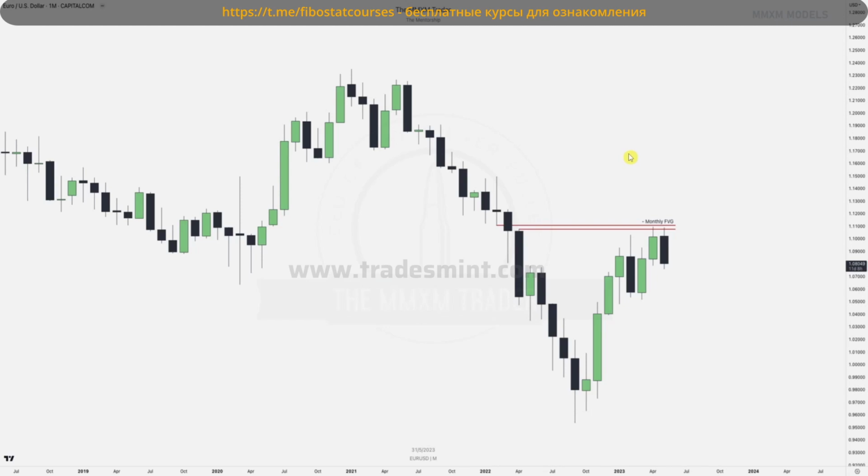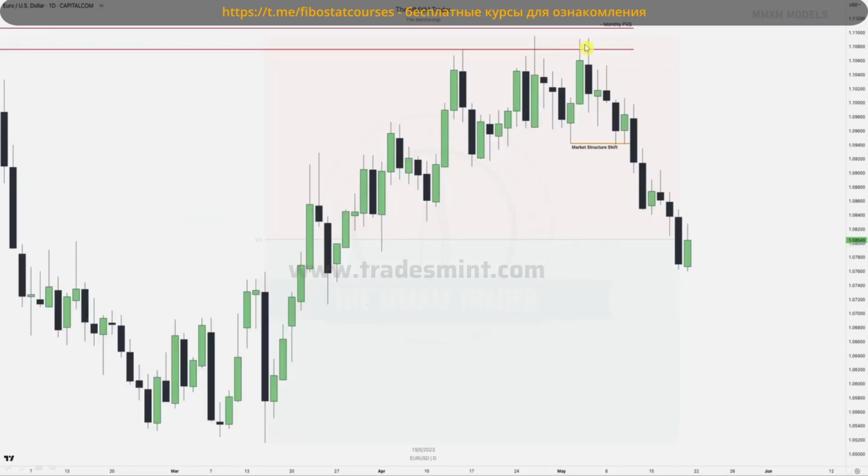So let's go to the daily. On the daily, we hit that monthly fair value gap, right? We have a market structure shift down here, so we're going into sell side of the curve. So now we know bearish order flow on the daily time frame. It makes sense because we got that time frame alignment, right? We have that higher time frame PD array in the monthly fair value gap, so it makes sense for the daily structure to shift.